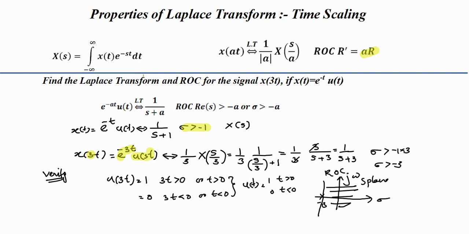So the equation becomes e raised to -3t into u of t. Based on the standard result, you can write simply 1 by s plus 3, and sigma greater than -3. So in this problem, first we applied the time scaling property to solve x of 3t, and second we just verified that answer, whether the answer 1 by s plus 3 is correct.